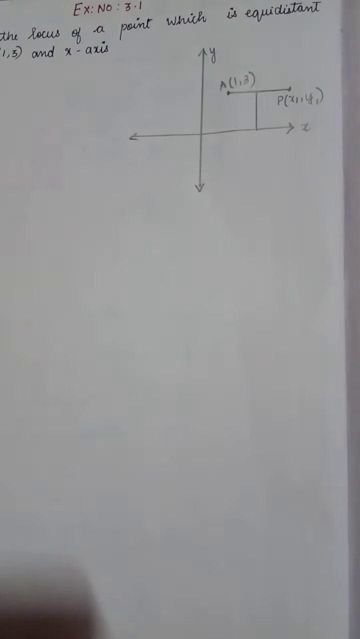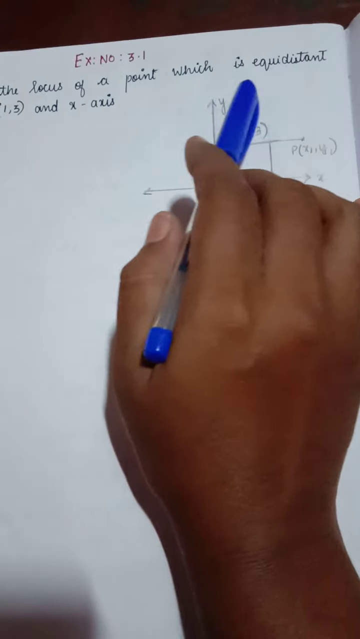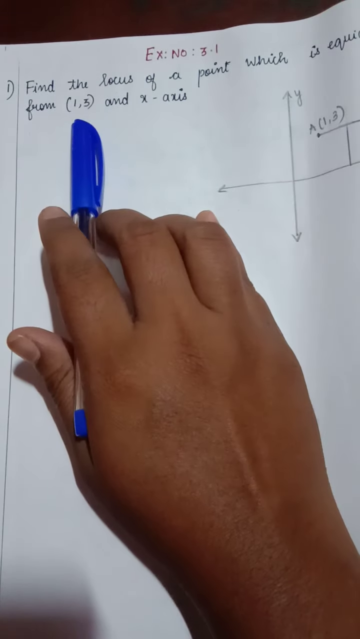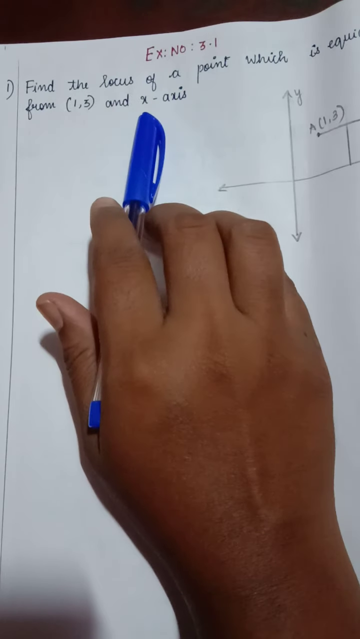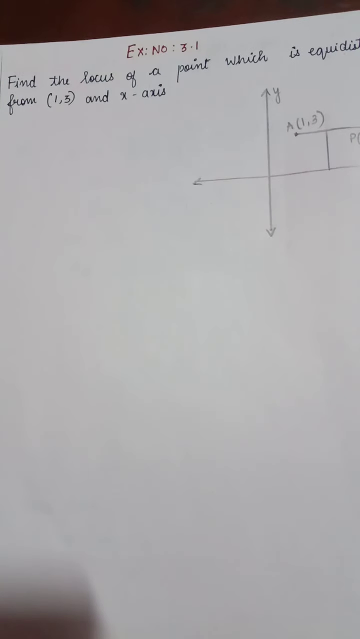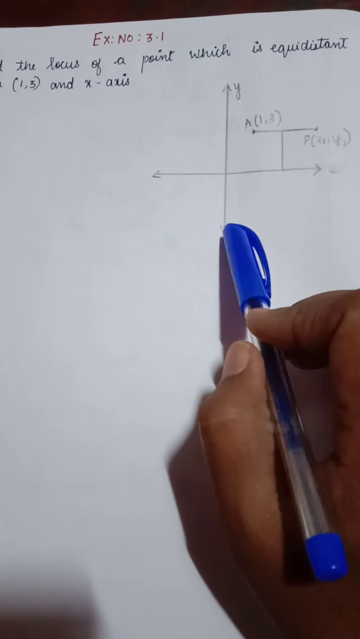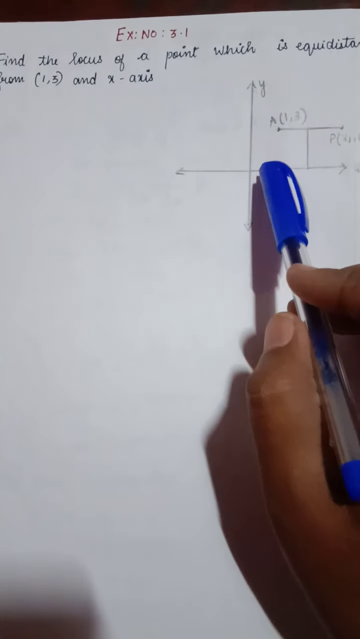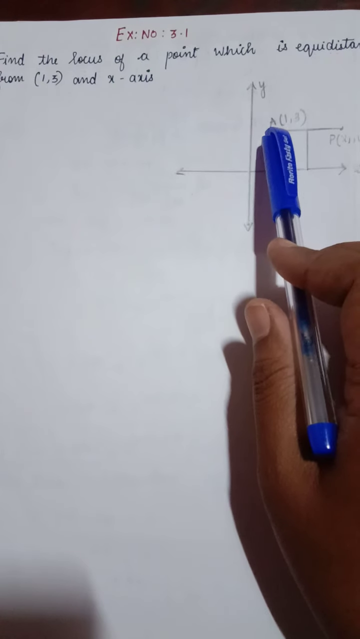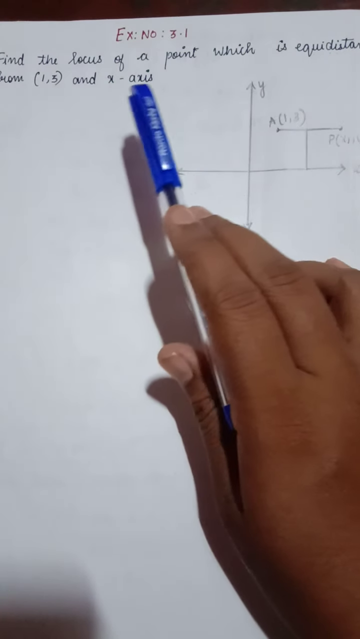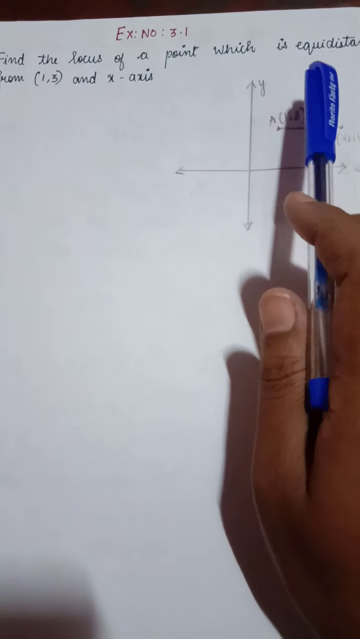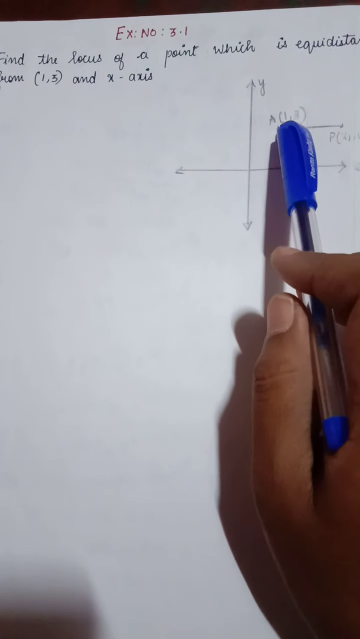Now we are going to see exercise number 3.1. Find the locus of a point which is equidistant from (1, 3) and the x-axis. Okay, so now how are we drawing this diagram? We are just drawing the graph like this, and they have given (1, 3). So we are drawing (1, 3).